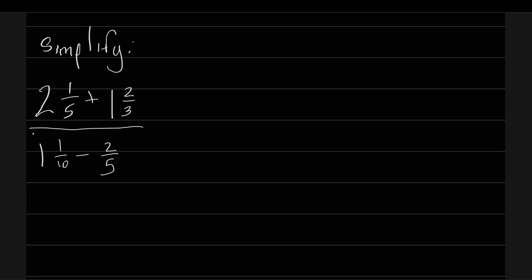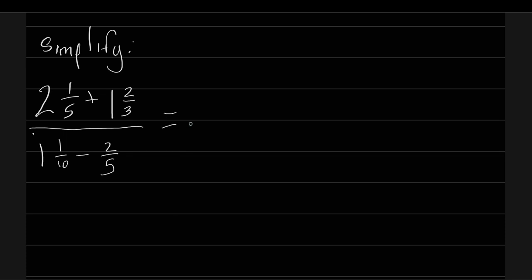All right, so the first question was 2 and 1 over 5 plus 1 and 2 over 3, all of that divided by 1 and 1 over 10 minus 2 over 5. The first thing we want to do when we have an operation at the top and an operation at the bottom is work with the top part first, then work with the bottom part separately, and then divide them. This is just like saying the answer you get at the top divided by the answer you get at the bottom.